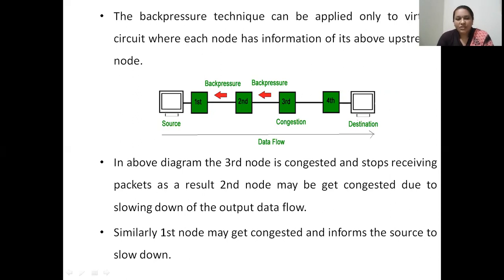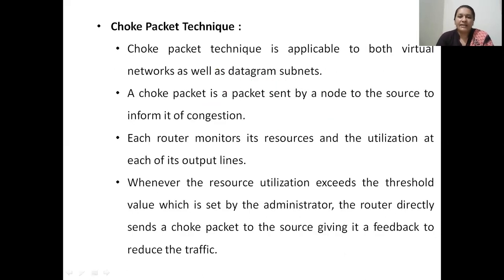So the back pressure technique has a suitability for virtual circuits. If a virtual circuit is established between the source and destination node through all the intermediate nodes, then each node will have information about the adjacent upstream node. So only then the back pressure technique can be used. And this back pressure technique is not useful for datagram packets where the intermediate nodes do not have any information about the upstream nodes. The second technique is choke packet technique.